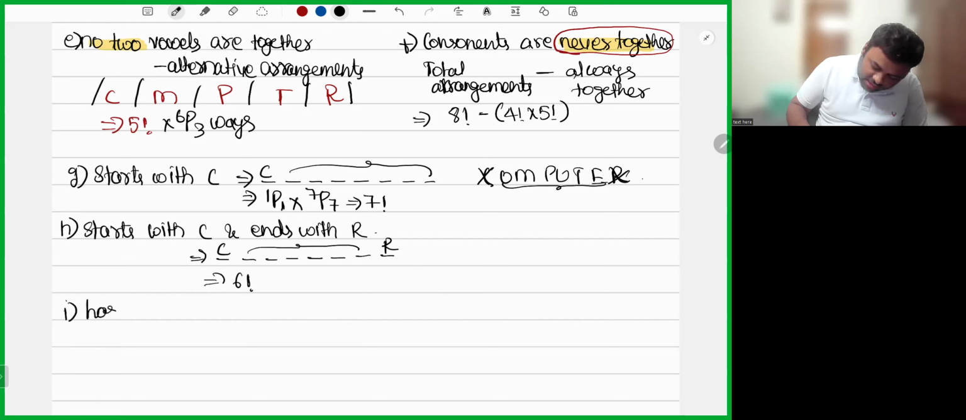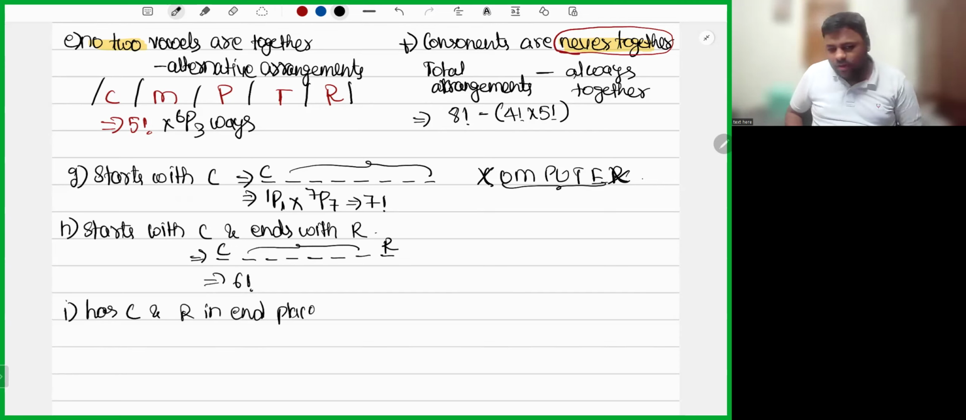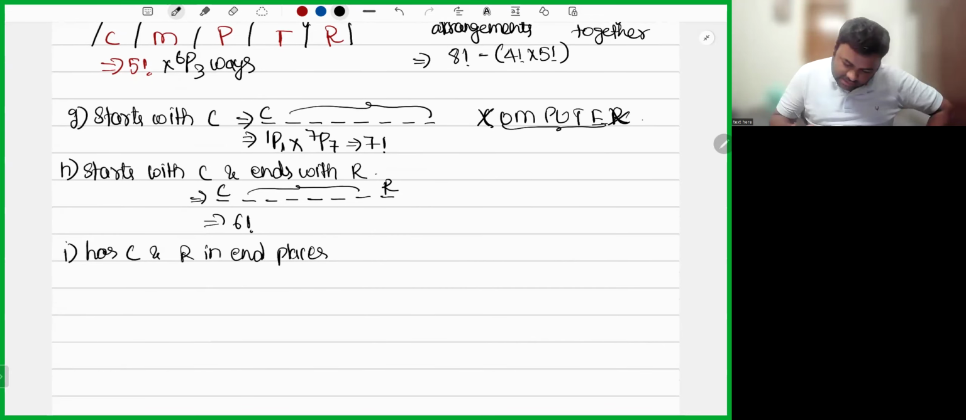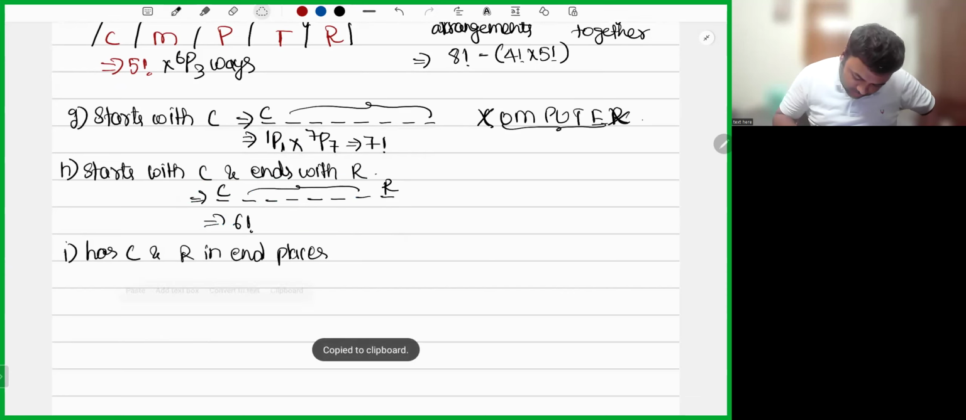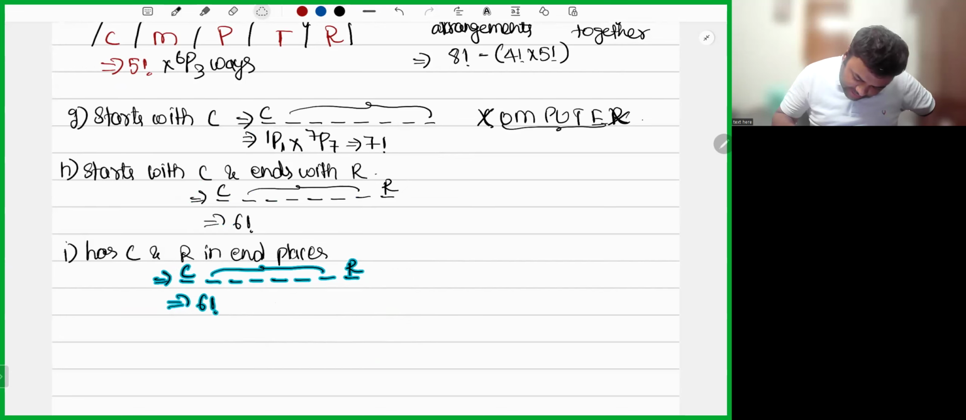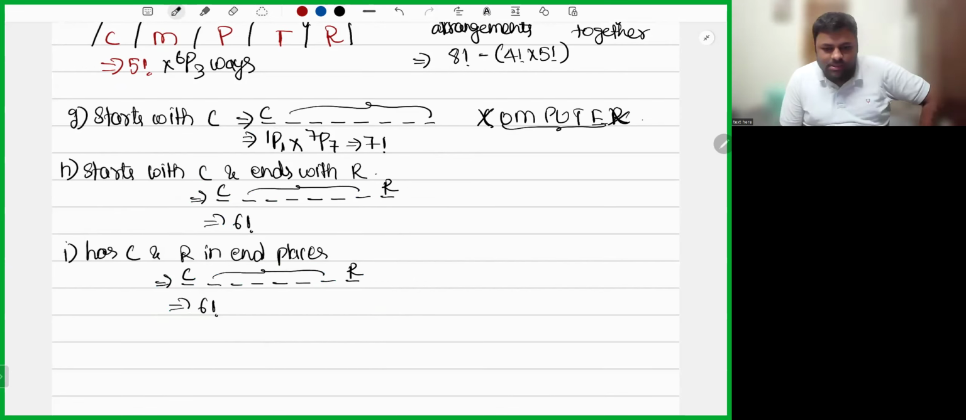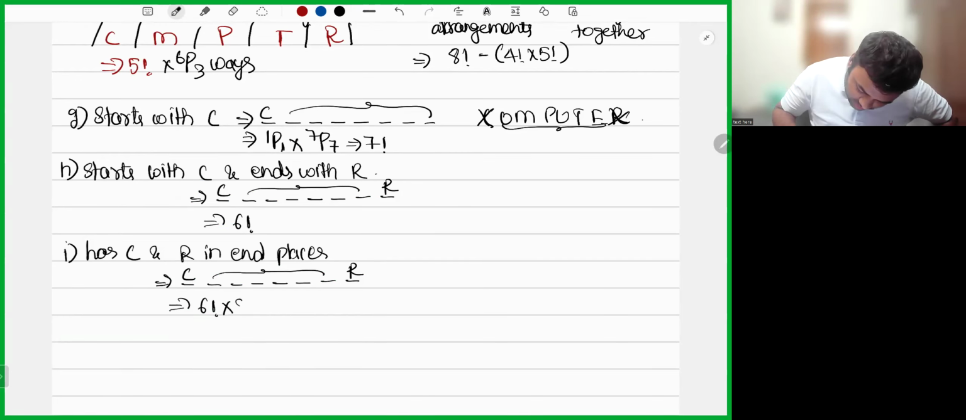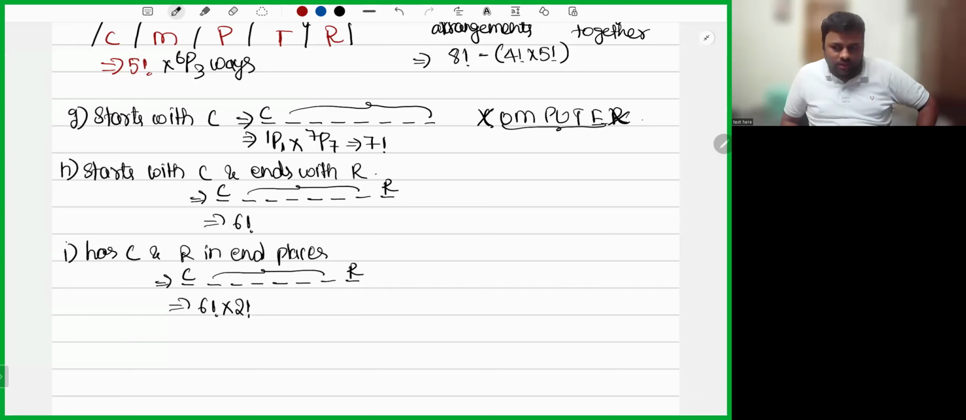Has C and R in end places. Now, what do you mean by has C and R in the end places? Basically, it is the same thing. But he is telling C and R will be in the end places, meaning C and R you can interchange among themselves. How will you interchange two things among themselves, my dear friends? C and R, two things can be interchanged among themselves in 2 factorial ways.